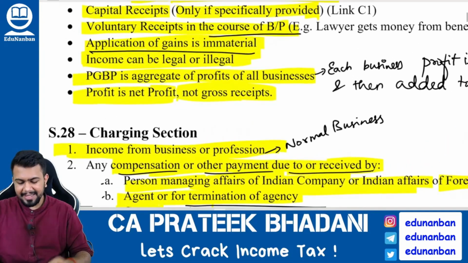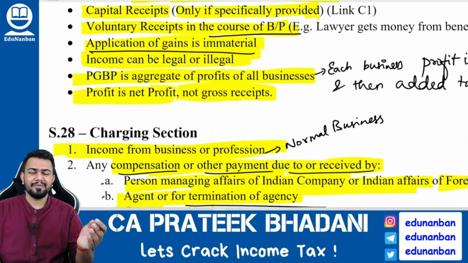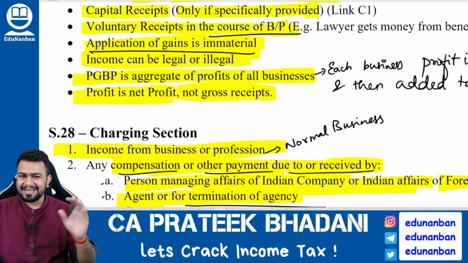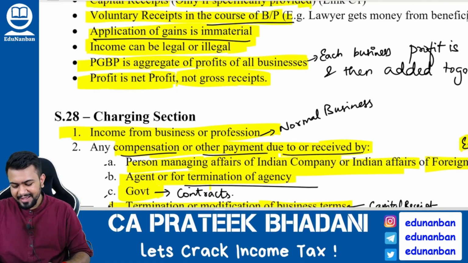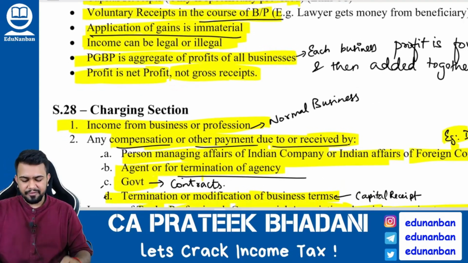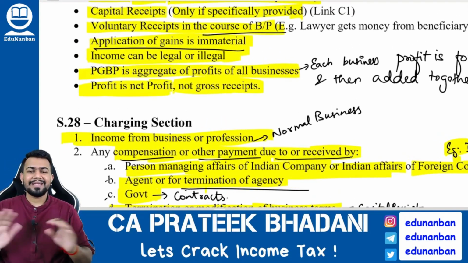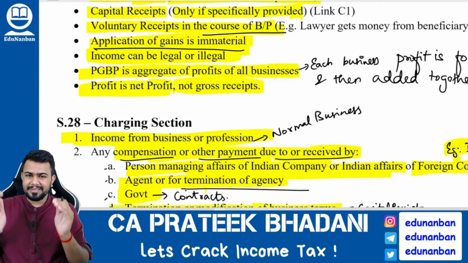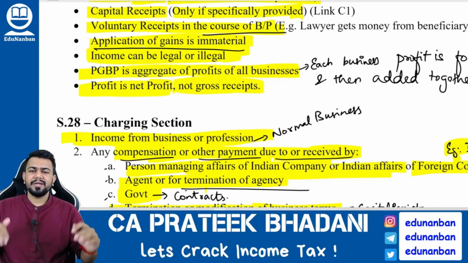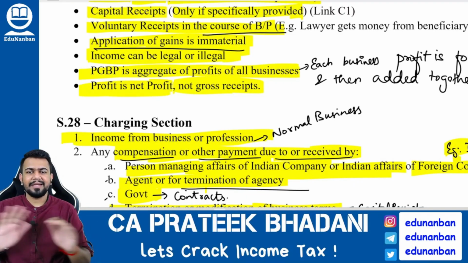Then income can be legal income also, illegal income also. So even if I am having a business of kidnapping, that income will be taxable under PGBP. Okay. Next, PGBP is the aggregate of profits of all businesses. So it is not necessary that only one business should be considered as business and other business should be considered as other sources. Okay, that is not the concept.